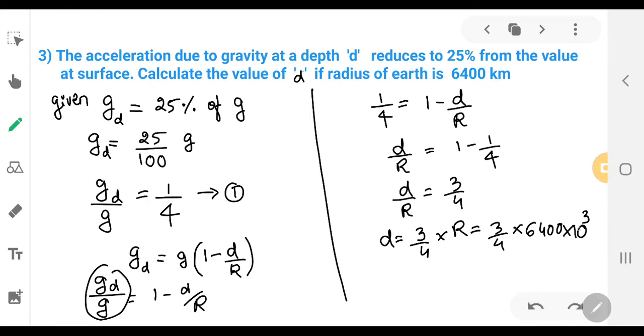To convert kilometer to meter, you have to write 10 to the power 3. When you simplify, you get the d value as 4,800 kilometers. So when you go to a depth of 4,800 kilometers below the Earth's surface, the value of acceleration due to gravity reduces to 25% of its value on the surface of the Earth.